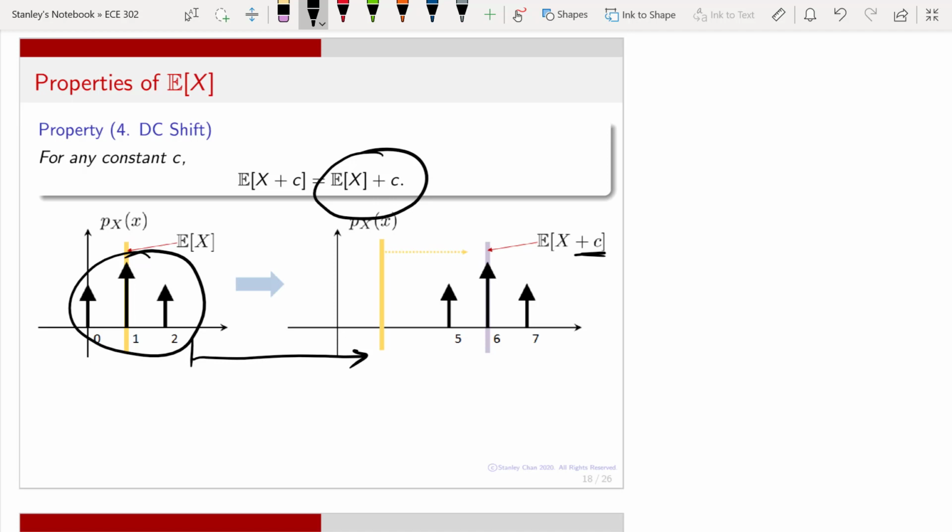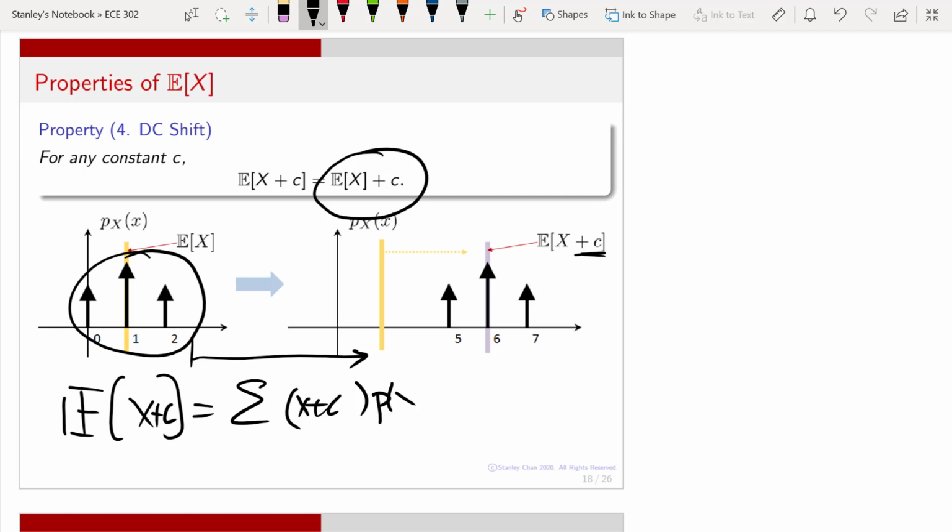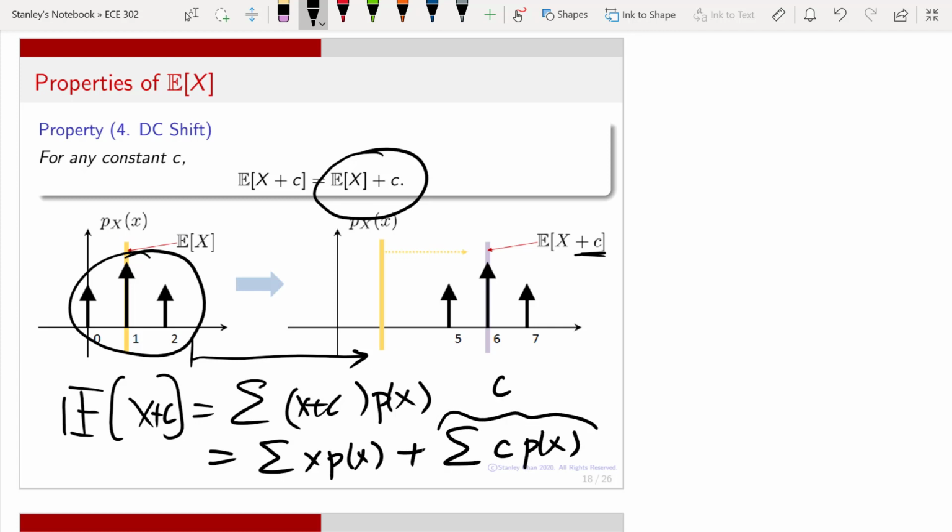So here I am moving all the values from 0 to 5, 1 to 6, and 2 to 7. I'm just shifting all these impulses to the right. Then you can show that the expectation of x plus c is the summation of x plus c times px, which gives the summation of x times px plus the summation of c times px. But c times px is just c, because the summation of all the px gives you 1, and therefore this gives you expectation of x plus constant c.